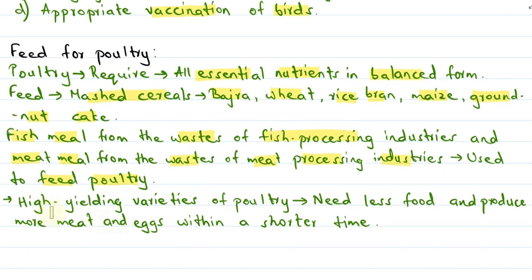Then many high-yielding varieties of poultry have now been introduced in our country, and what do these do? They actually need less food and they produce more meat and eggs within a shorter time. And what happens because of this? Since these varieties consume less food, they are more economical and they reduce the cost of maintenance. So the high yielding varieties lay about 200 eggs annually as compared to 60 to 70 eggs laid by the desi varieties.